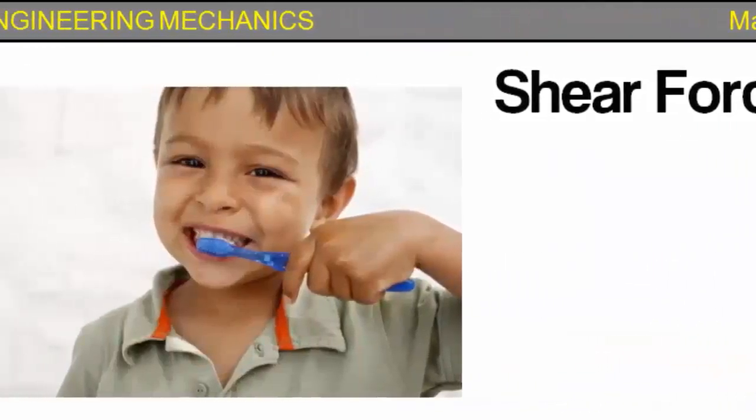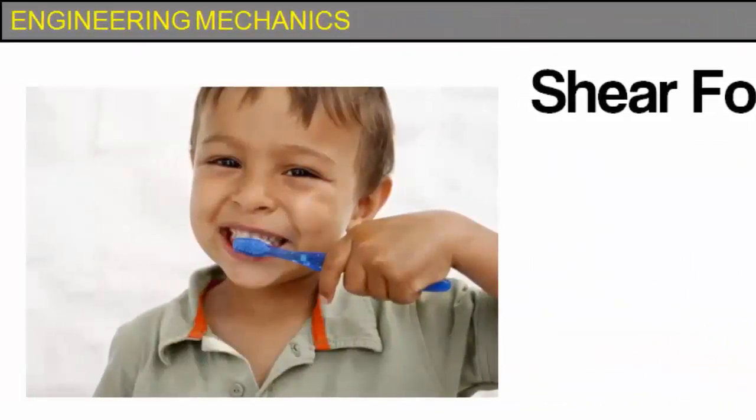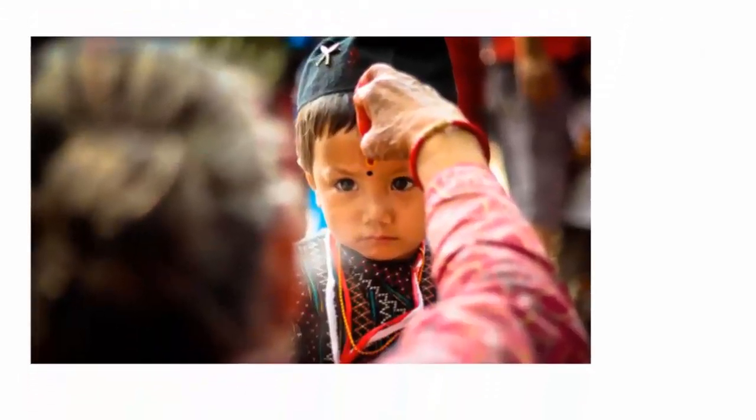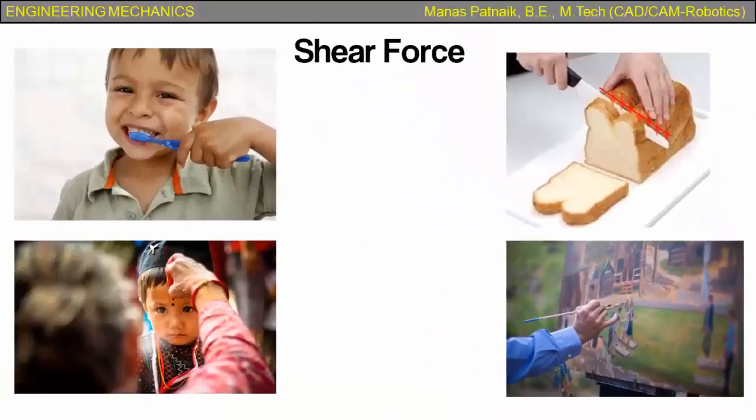Now let's focus on this kid brushing his teeth. The toothbrush is moving tangentially, sideways, up, down. You can say that the kid is applying shear force in an attempt to remove the germs from his teeth. So that's another way of looking at shear force. In Hindus, a tilak or a tika is applied on the forehead just by sliding the ring finger from down to top right between the eyes and onto the forehead. A painter doing strokes on a canvas is also an example of shear force.